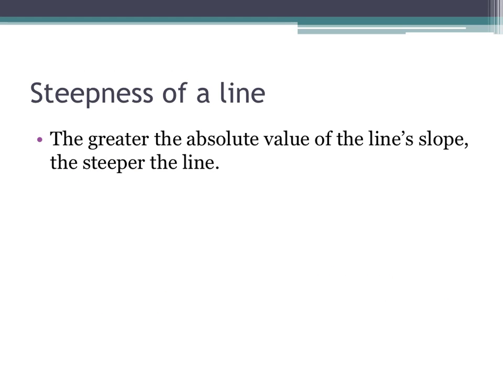Okay, the steepness of the line, the greater the absolute value of the line slope, the steeper the line. So ignoring the negative or positive on the front, just looking at the number that's there, the greater the number, the steeper it is. If it was 1 over 2, okay, it's going to go up 1 and over 2. If it was 10 over 1, now it's going to go up 10 and over 1, so it's going to be a steeper line.